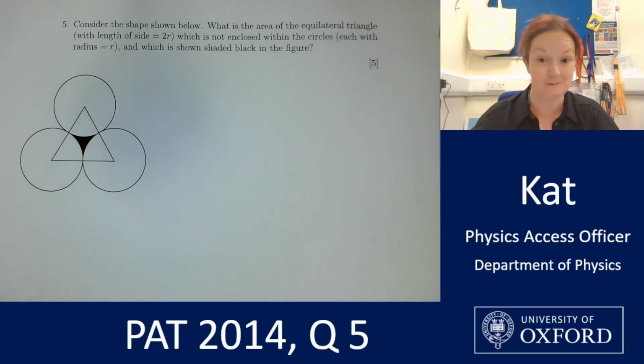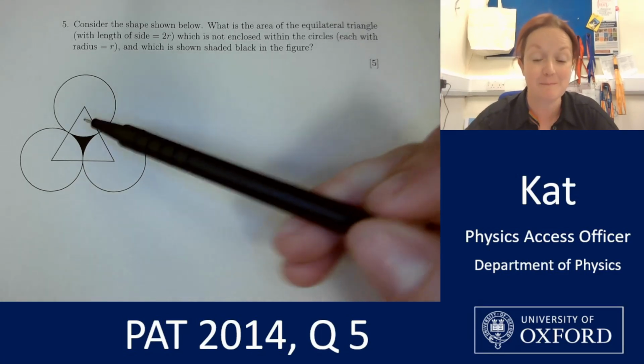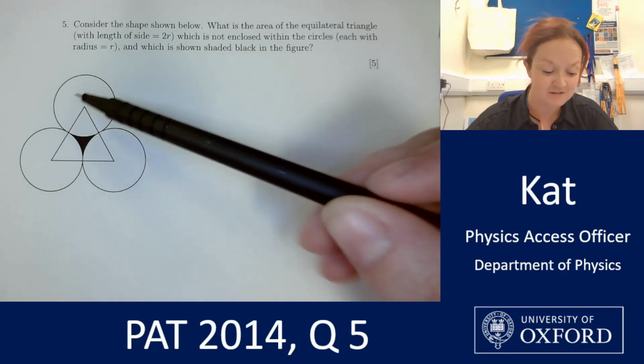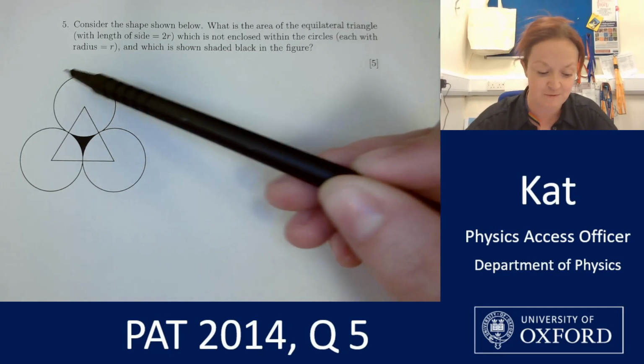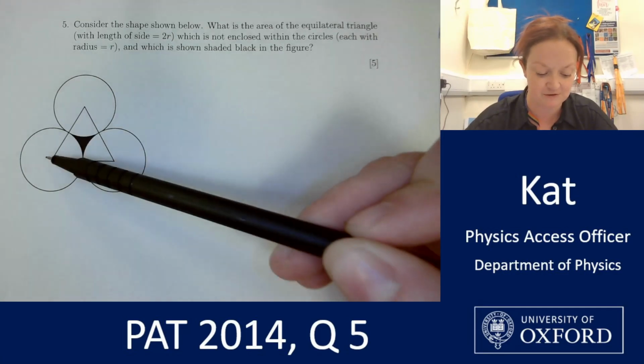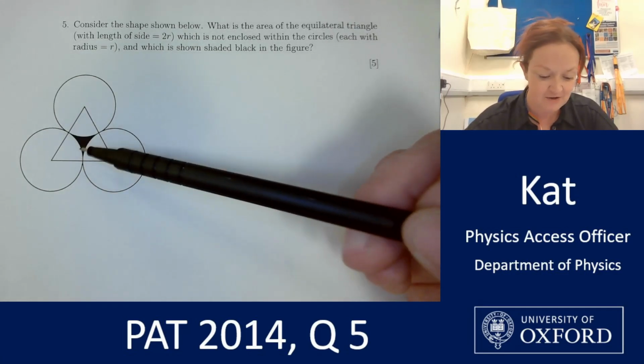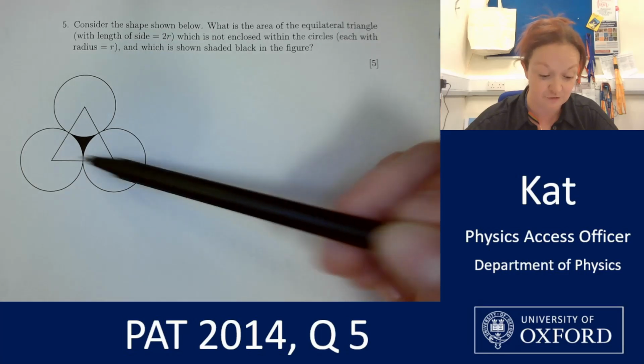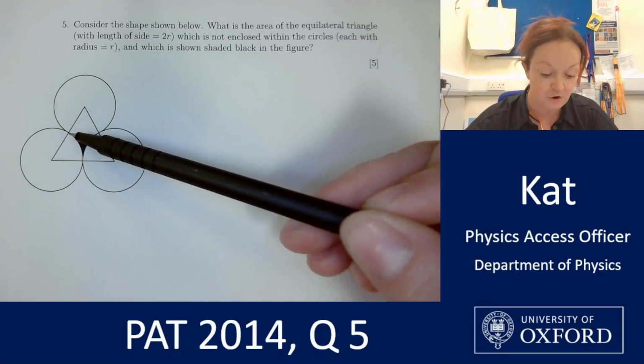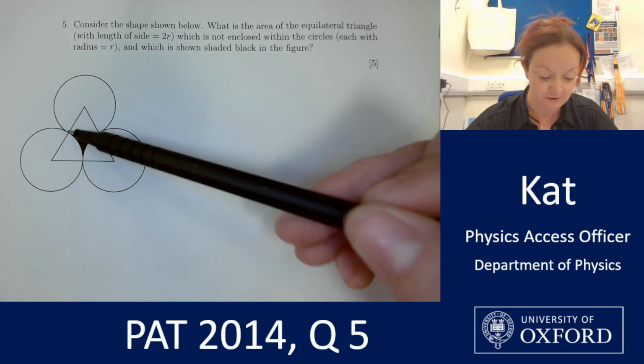Today I'm going to be taking you through question 5 on this paper. This question is a maths question, and it asks us to consider the shape below, where we've got 3 circles and a triangle inside. We are asked to calculate the area of the equilateral triangle which is not enclosed by the circle, shaded in black.